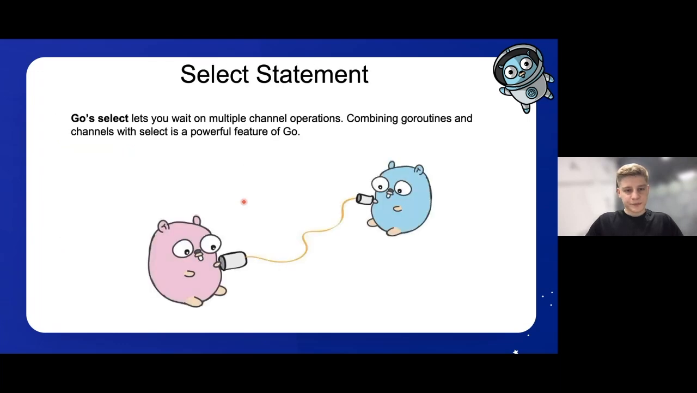All right. The select statement, which we already captured, allows us to wait on multiple channel operations. Combining coroutines and channels with select is a powerful feature of Go, which is true. And basically this picture illustrates how coroutines communicate between each other via channels. So basically, one coroutine is able to send something to another via channels.